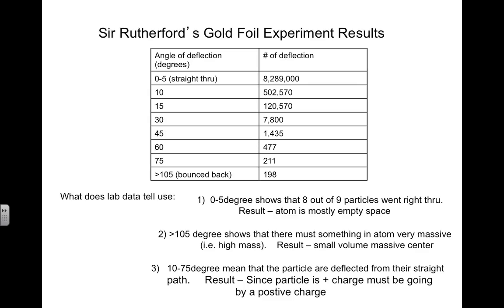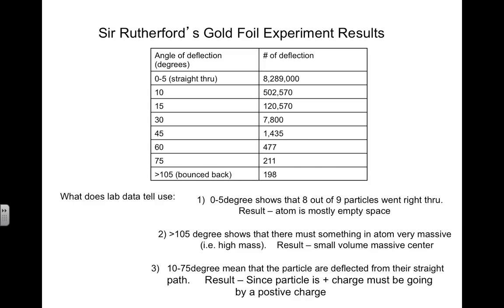so what's happening is, as it's going by this thing that's massive and small in volume, it's interacting with it, and it's basically being pushed away from it. And the only thing that would push away from a positive thing is another positive thing. So the deflections in between indicate that this area in the atom is positively charged.